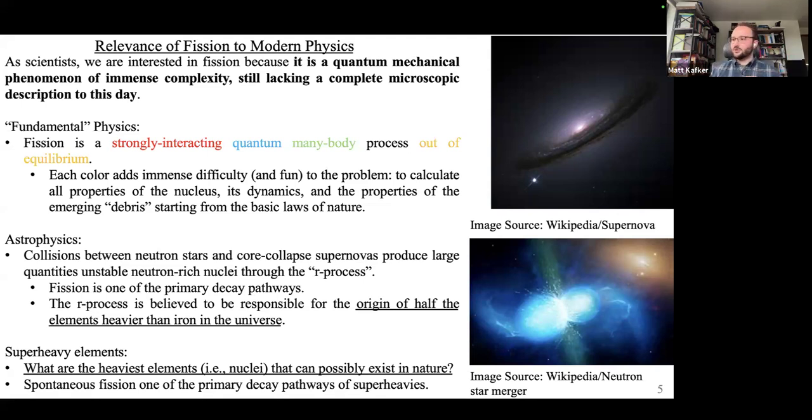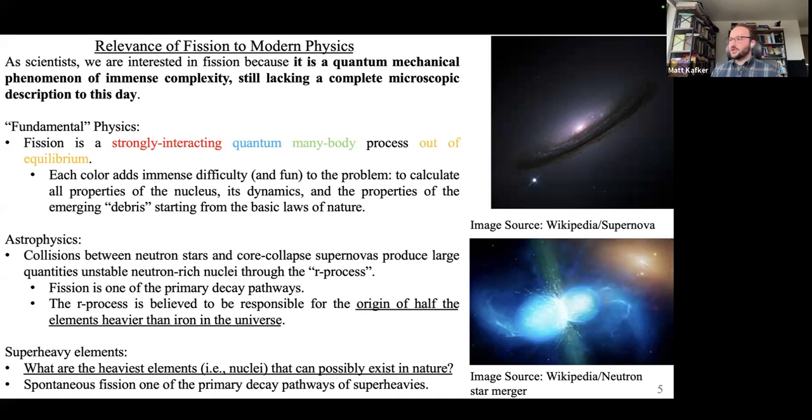I use fundamental in air quotes only to distinguish that I'm not talking about beyond standard model physics or something like this. I just mean describing the physics from a fundamental perspective. And viewed from this lens, fission is a strongly interacting quantum many-body process out of equilibrium. I've colored each one of those terms separately because each color adds immense difficulty and fun to the scientific problem. You can think of each color as basically being a separate graduate level textbook that all interact in interesting ways when you have to think about fission.